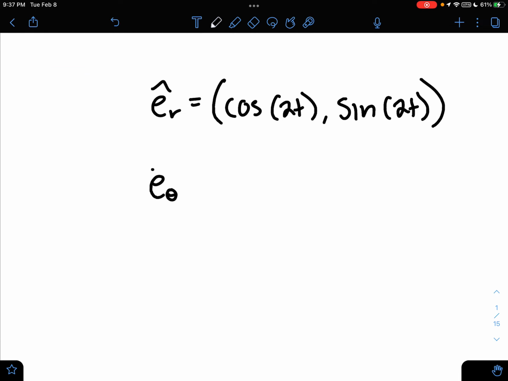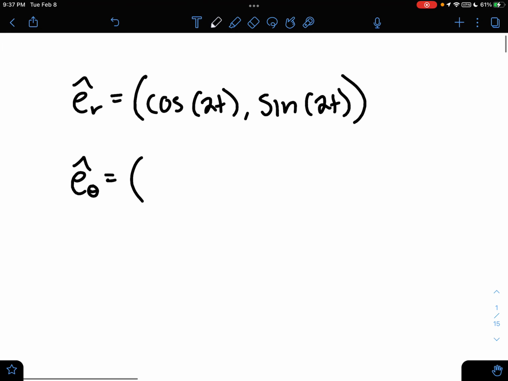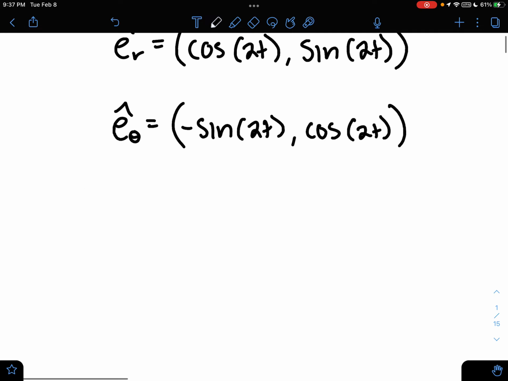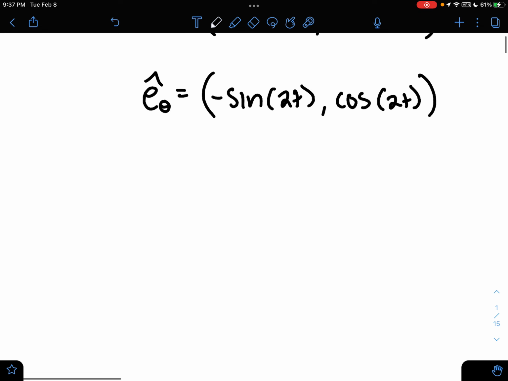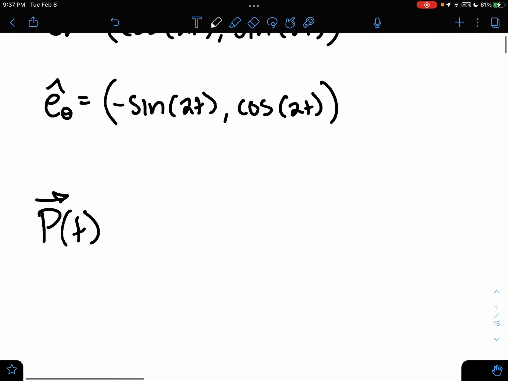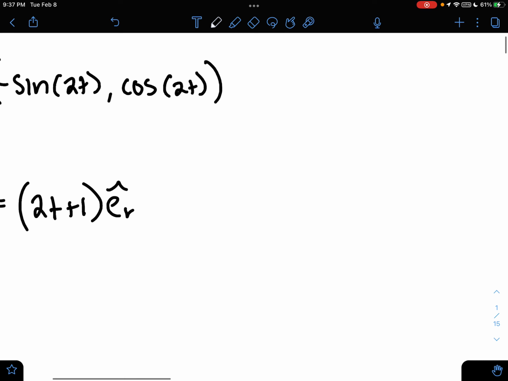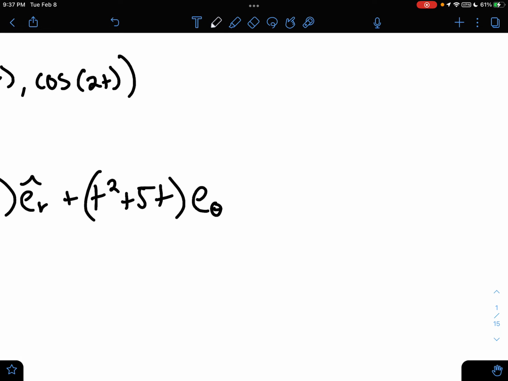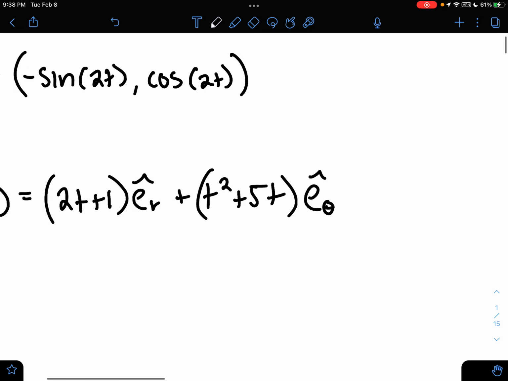And then e theta again is negative sine 2t, cosine of 2t. And then we're trying to find the velocity and acceleration of p of t. That's a vector, given this position is (2t plus 1) e_r plus (t squared plus 5t) e theta. So t is our independent variable.